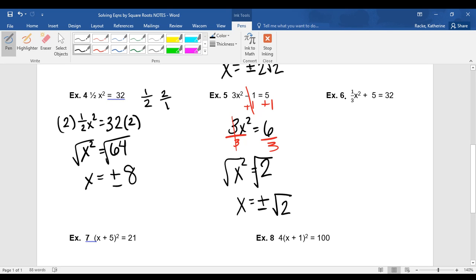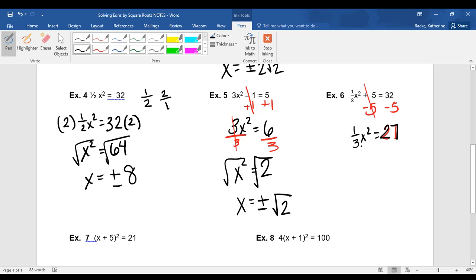All right, same thing with example 6. I need to get this 1/3 x squared by itself. So my first step is going to be to subtract 5 from both sides. This 5 cancels out. 32 minus 5 gives me 27, equals, carry down my 1/3 x squared.